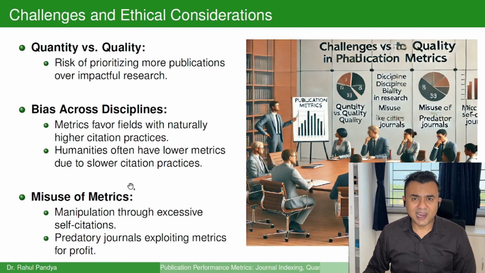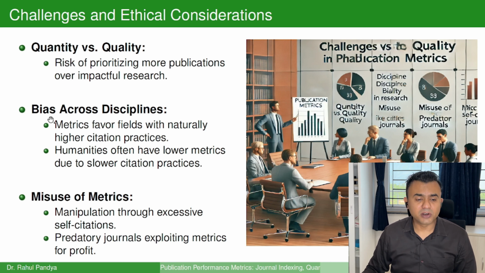There are certain challenges and ethical considerations in these also, such as, let's say, quality versus quantity. Right? There is a high risk of prioritizing more publications over impactful research. So let's say, to increase the citation counts or the impact factor or the citation score, often there is a risk that there would be a shift of focus towards the quantity of this metric rather than the quality of the influential research, which we have to keep in mind and treat accordingly.